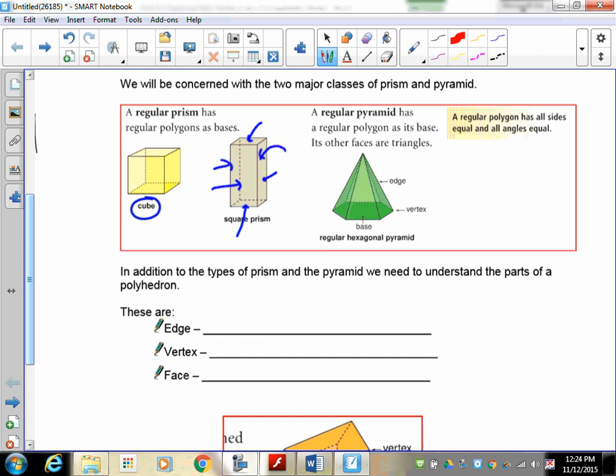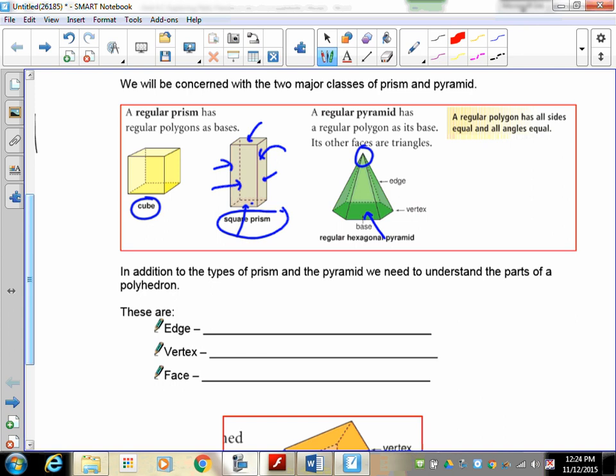The other classification is called the pyramid. Now, pyramids have one base, whereas the square prism has two which are the same. We call them bases, and you can flip them upside down, they remain the same. But as for a pyramid, you only have one. Everything else is a triangle, and it comes to a point. So that's how we tell a pyramid from a prism.